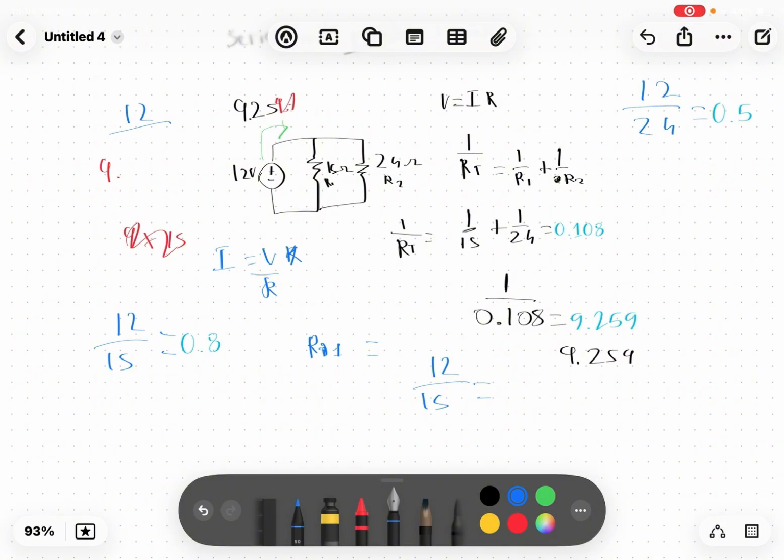So over here the current would be 0.8, and over here the current would be 0.5. And this is wrong because I'm an idiot, guys. Yes, this is the way to calculate the current in parallel. However, it's better to use this method because then you can just add these two, and so the current will be 1.3.